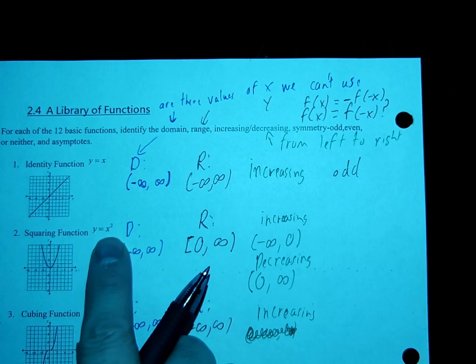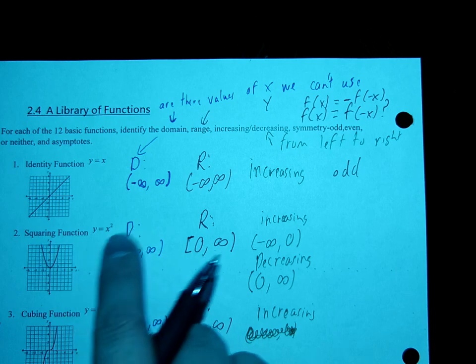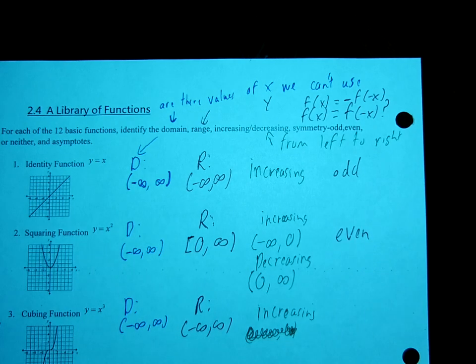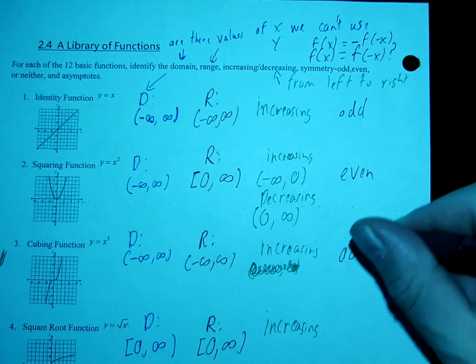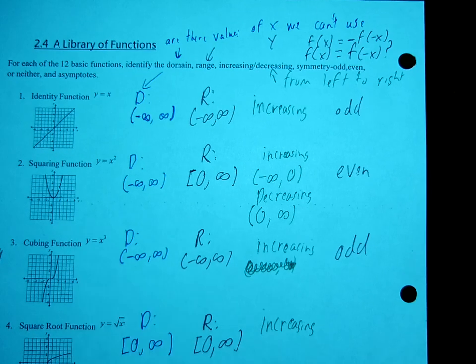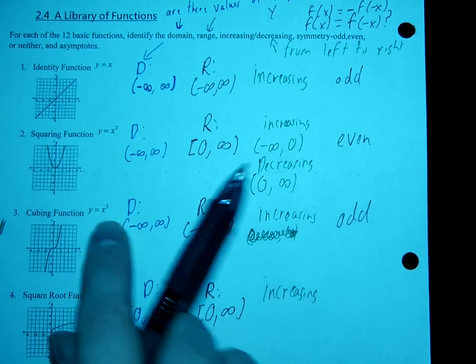Whereas this one's even. If you put in negative x, it's going to become negative x quantity squared. So that's going to be even because that makes it positive. This one's odd. Why is it odd? Well, if you put in negative x, it becomes the same thing, it just has a negative in front. So it's the same equation with just a negative in front of it.